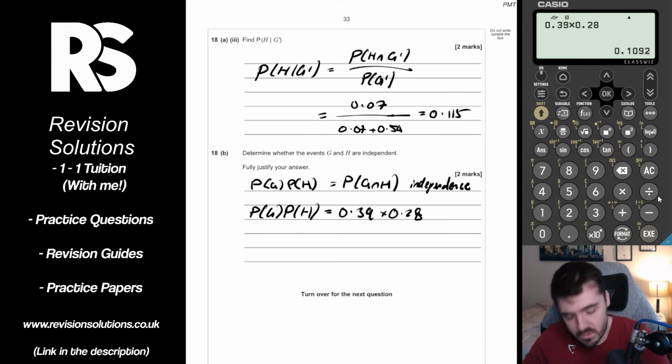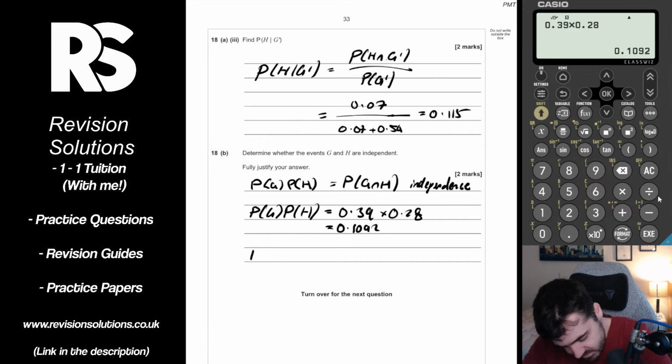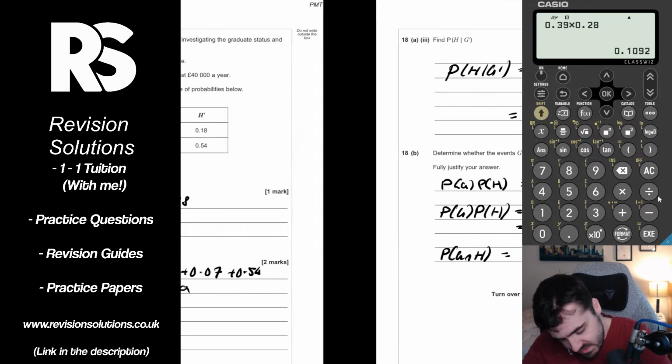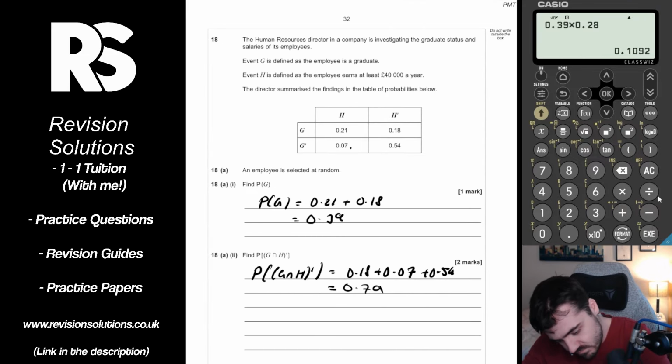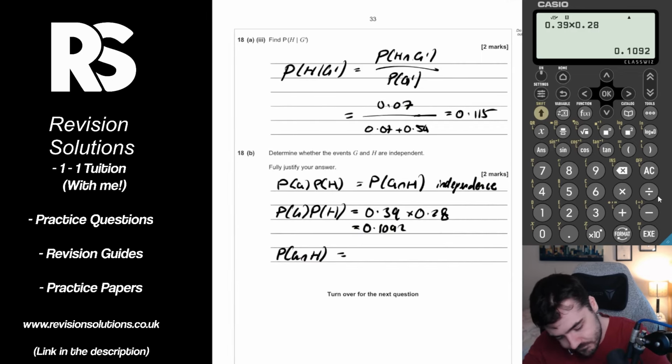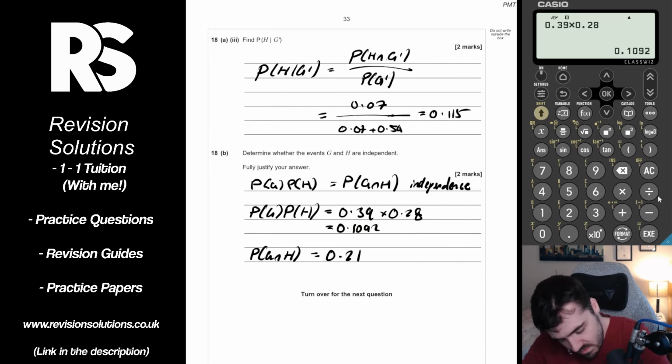Decimal 0.1092. And the probability of G intersection H, so G and H, is 0.21. So not equal, therefore not independent.